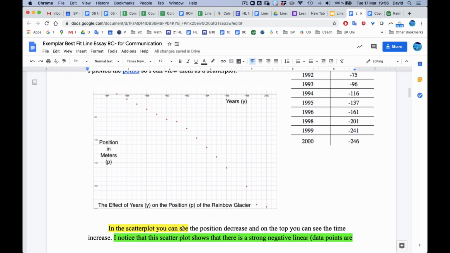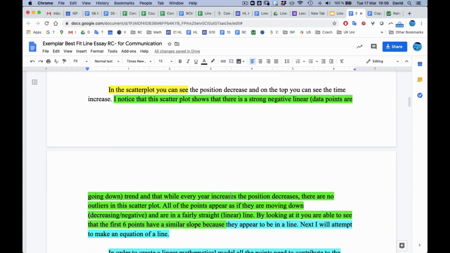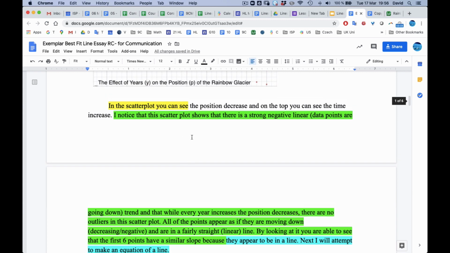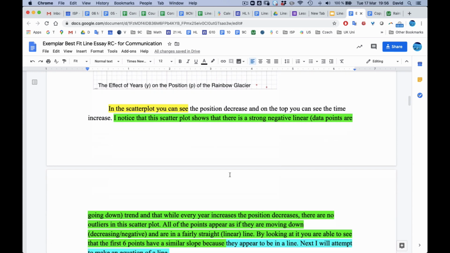You don't actually have to use the word see. And then it says, I notice that the scatter plot shows that there's a strong negative linear trend. The data points are going down, and while every year increases, the position decreases. There are no outliers in the scatter plot. All the points appear to be, as they are moving down, fairly strong. So the green stuff here is the notice. It's like, what do you notice? What's the important stuff that you see?